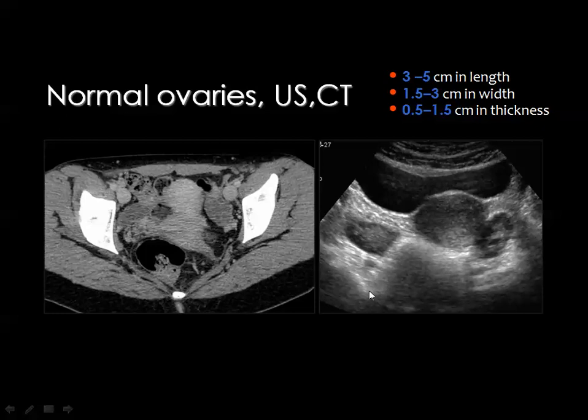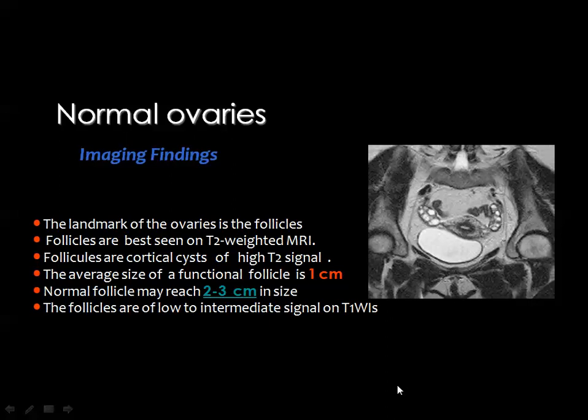The CT is the least sensitive in the imaging modalities compared to ultrasound and MRI in the detection of the normal ovaries. And this is an example. This is the left ovary and this is the right ovary. And you may need to, of course, opacify the bowel by oral contrast media. And many times you need to inject the contrast material so that you will be able to see the normal ovaries. But the transvaginal ultrasound is a good modality for evaluation of the ovaries and also MRI.